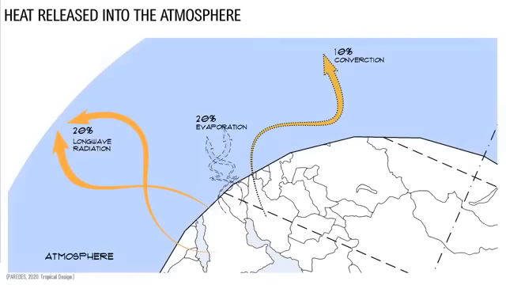So what happens to that energy? Once the earth receives that energy, it has to recycle it. It has to throw it back. So 20% is transformed into long wave radiation that is sent back into the atmosphere. 20% is being evaporated back into the atmosphere, and 10% is being returned as heat convection.